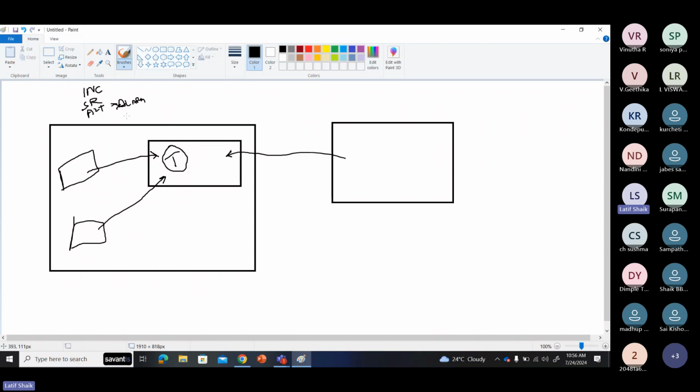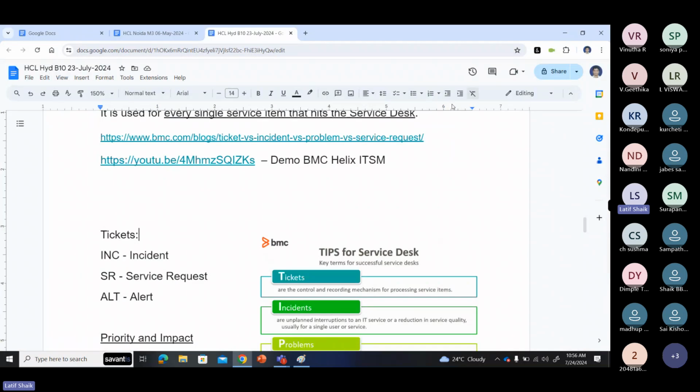Failures, errors, issues, downtime, that kind of stuff comes under incidents only. Okay. So these are the three different types of tickets, most commonly in organizations.